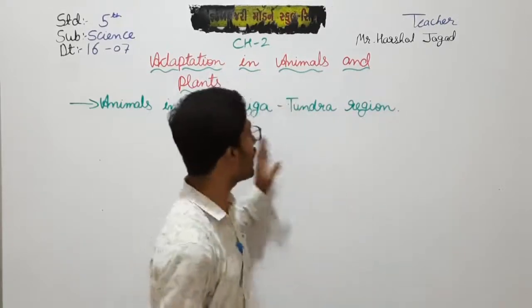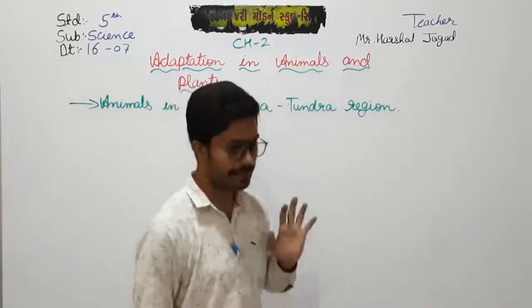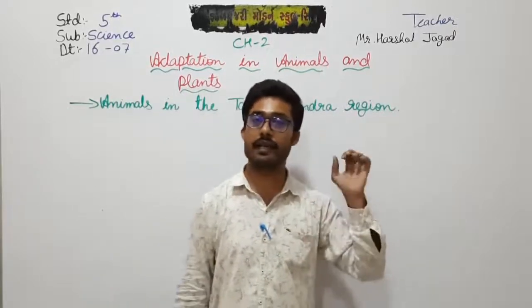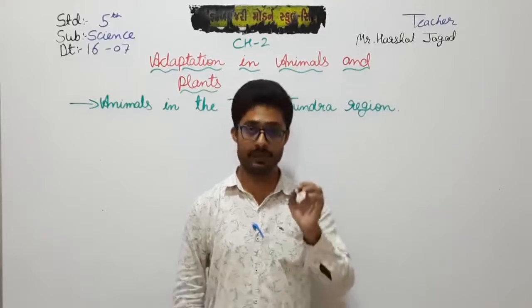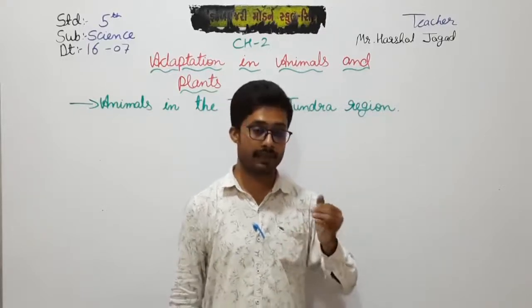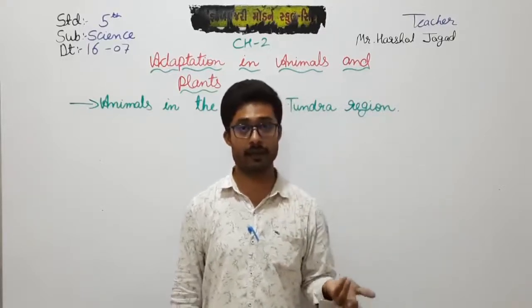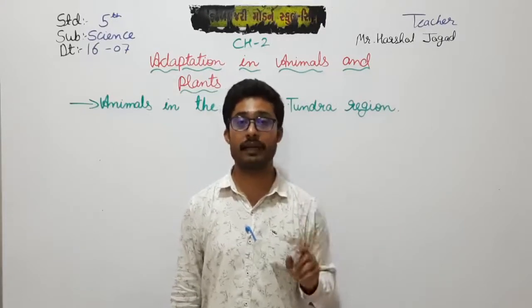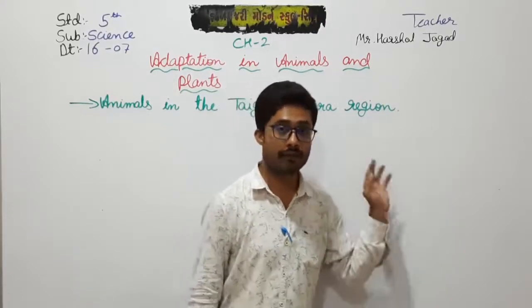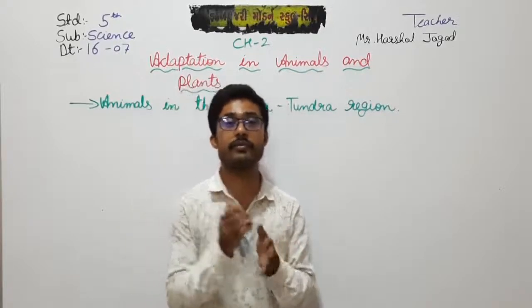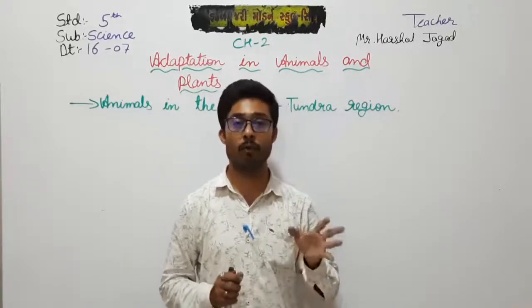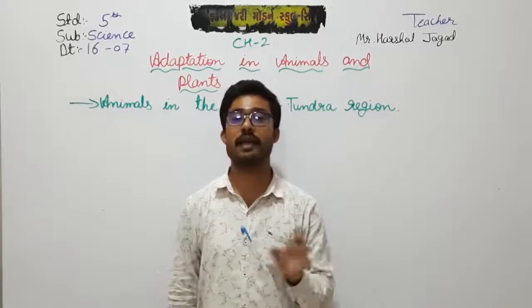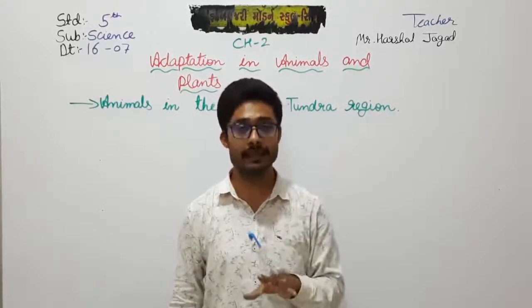So here, Taiga and Tundra region, what is that? That is very cold and there is snow. So what happened? The snow is white. If they are of different color, then they can be spotted easily. So their fur is matched with their background, that is white. So they have white fur over their body, so they cannot be spotted easily.